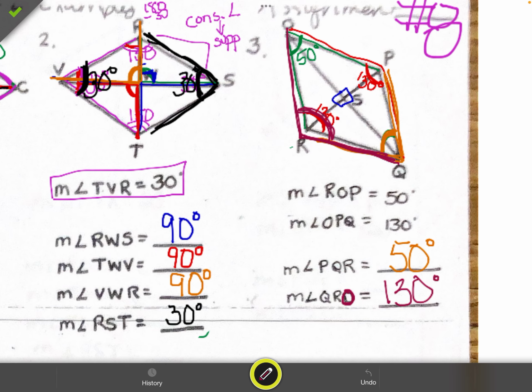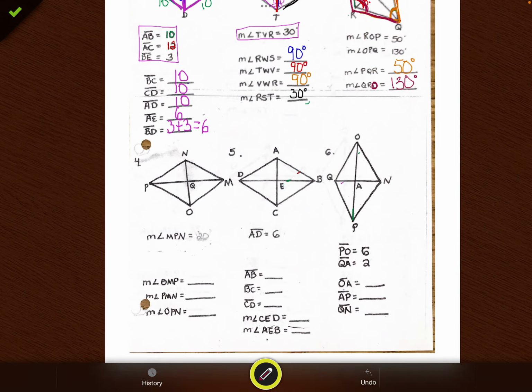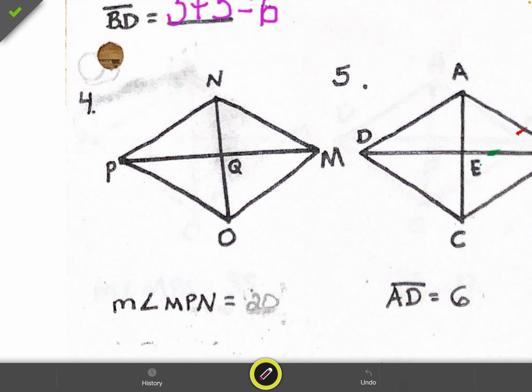So it just makes it a lot easier if your information's already on your picture, you've put on what you know using your properties, and then you're not trying to just guess or get stuck. All right, let's look at number 4. They only give me one piece of information for number 4. The measure of angle MPN is 20. So again, got to trace, figure out where I'm at.